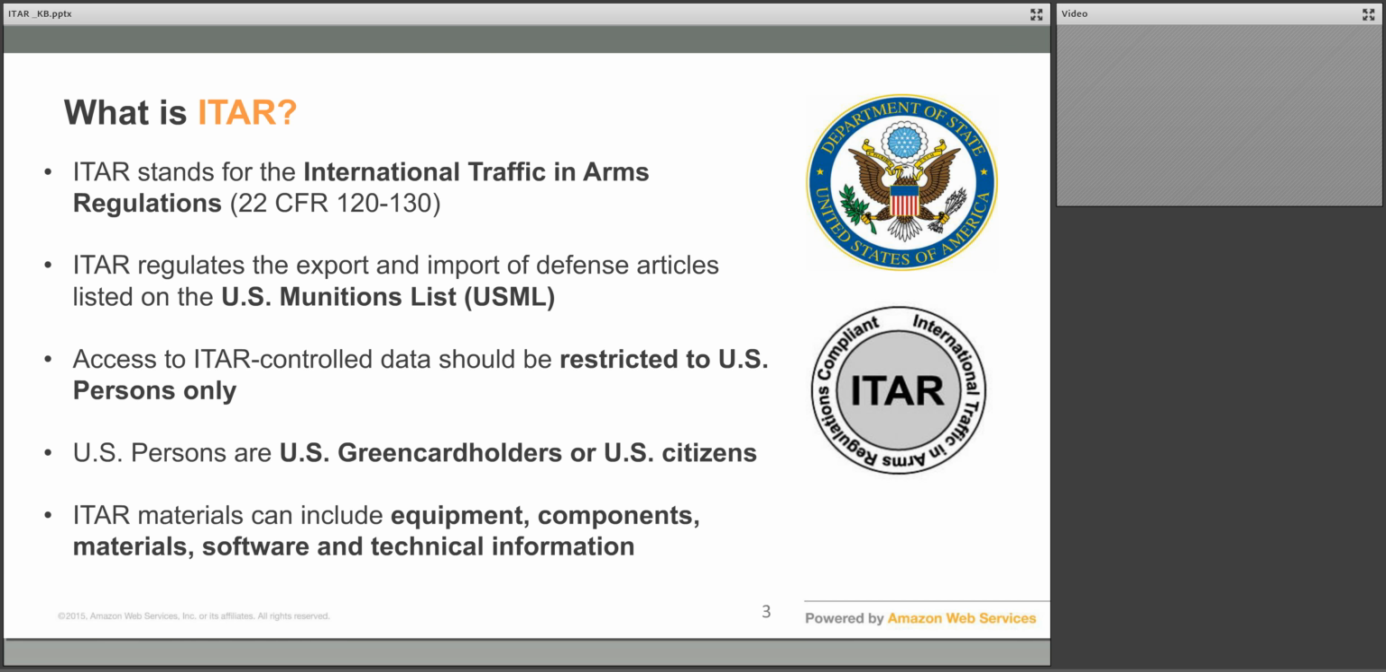ITAR compliance requires customers to ensure that information considered technical data by the United States munitions list is not inadvertently distributed to foreign persons or foreign nations. Technical data may only be shared with U.S. persons. ITAR essentially controls the handling, export, and sharing of technical information pertinent to the defense of the United States, as defined by the U.S. munitions list. The United States munitions list covers technical materials, including but not limited to equipment, components, materials, software, and technical information.